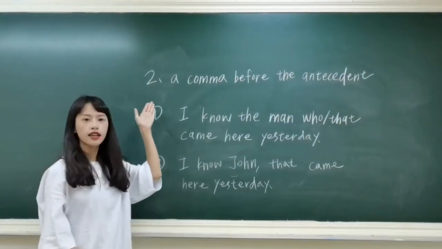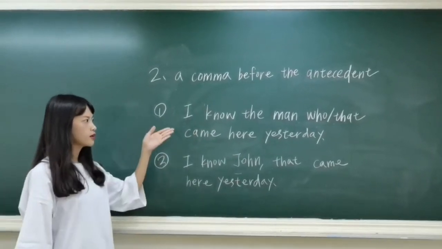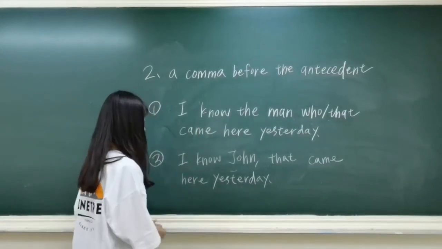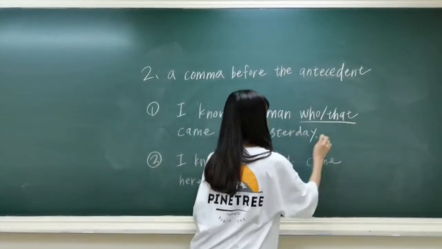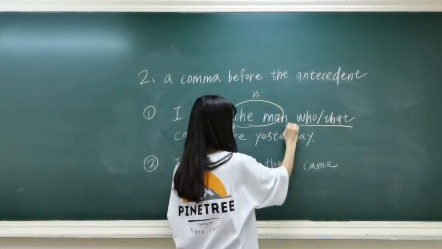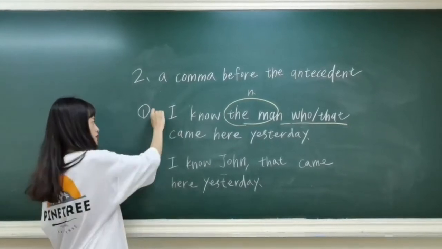Next one, a comma before the antecedent. First example, I know the man who or that came here yesterday. You can see before the relative pronoun, there is the man. The man is a noun, so there isn't a comma. So the sentence is correct.